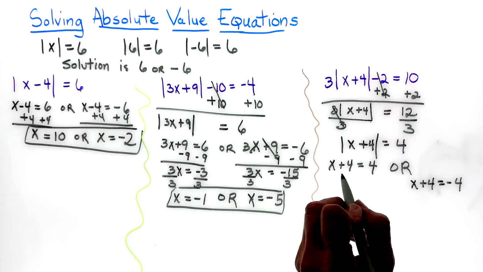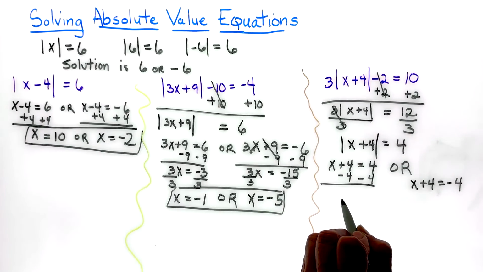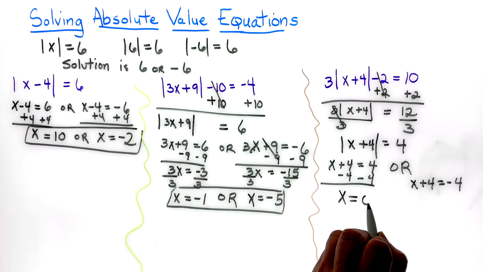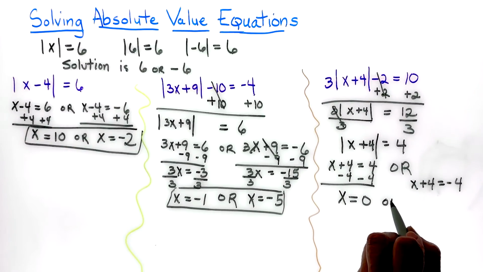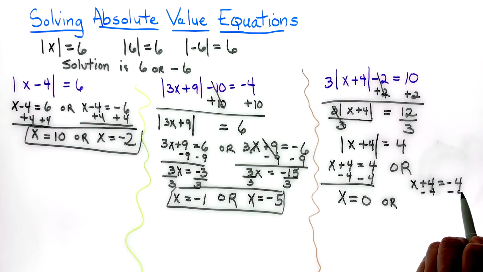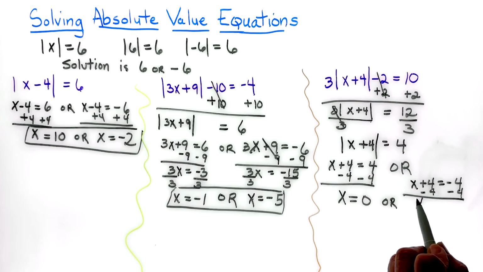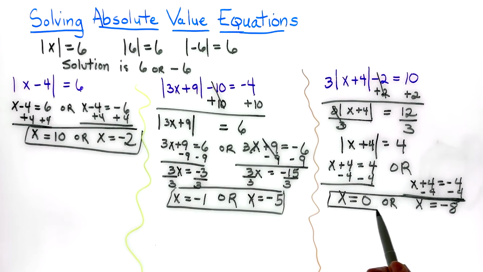Solving this, I'm going to subtract 4 from both sides. Oh, so x can be equal to 0. It's possible. Or, remember, I have to do the opposite here. So x could be equal to a negative 4 minus 4, a negative 8. Either one of those solutions would make the equation true.